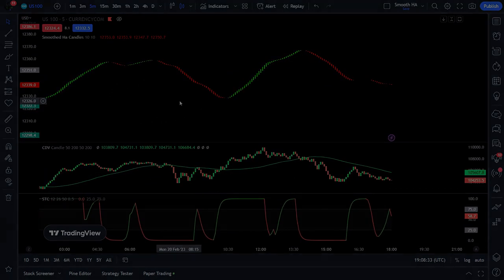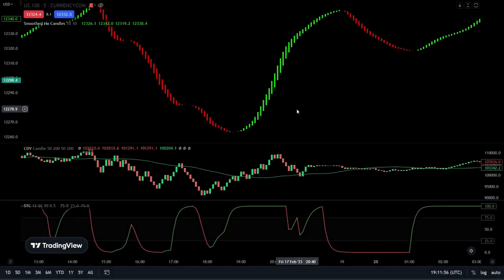Time for some long position examples. For long positions we require 3 unique features on our chart to take place. 1. The Smoothed Heikin Ashi candles are colored in green. 2. The cumulative delta candles here must have broken above the 50 SMA. 3. The STC indicator line must be colored in green, and above the 75 range. If all of these requirements are met, then let's add our original candles onto the TradingView chart like so.